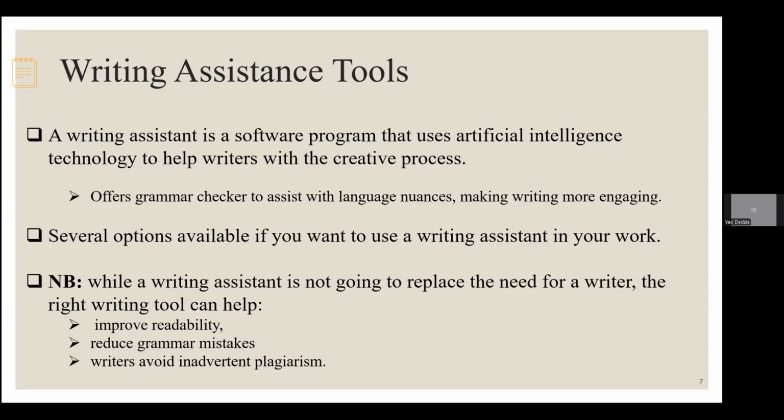So as you can see on the slide, NB: I said that whilst a writing assistant is not going to replace the need for the writer, the right tool can help in improving readability, reduce grammar mistakes, and avoid plagiarism. These are the three important assistance that you can get from some of these AI tools. Again, it is just artificial intelligence, and that AI, don't forget, was written, or that code was also written by a human being. So it doesn't take away the human factor. But these are the three reasons why these AI tools may be needed: to improve the readability, to reduce grammar mistakes, and to avoid plagiarism.